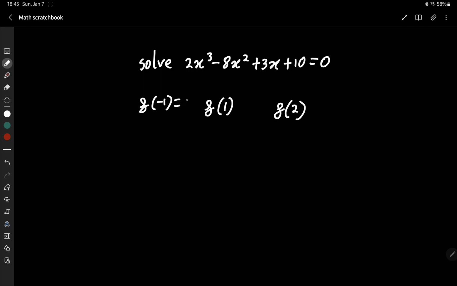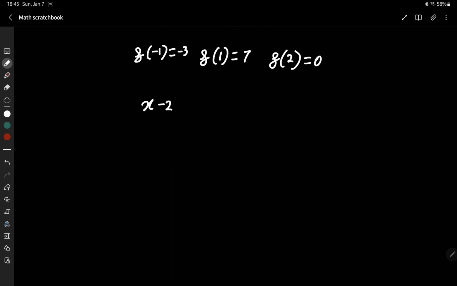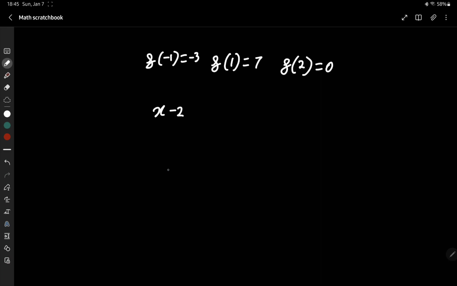And so if we try to plug this in, we get -3, which is not 0, 7, which is again not 0. And if we plug it in here, we get 0. So we know that x minus 2, because that's a plus 2, x minus 2 is a factor of that polynomial. And so from here, what we can do is start long division. I generally like doing long division over other methods because it's just more reliable. You get the answer every time if you do it correctly.